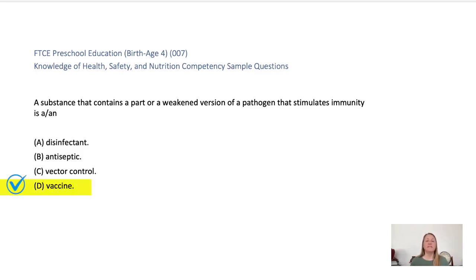The correct answer is D, vaccine. A vaccine is used to stimulate the immune response of a body. It is made up of a part of the target pathogen or a weakened version of that pathogen.